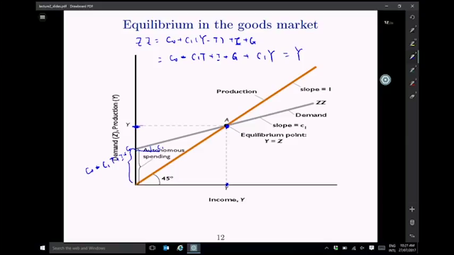So are you happy so far? There's a graphic illustration of the equilibrium in the goods market. Aggregate demand equals aggregate output.